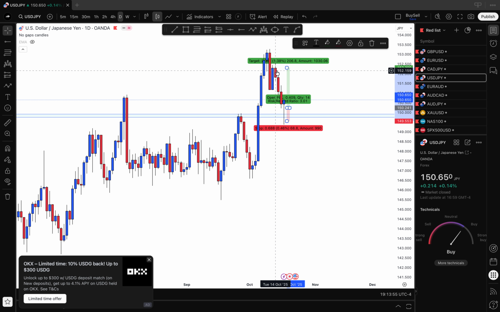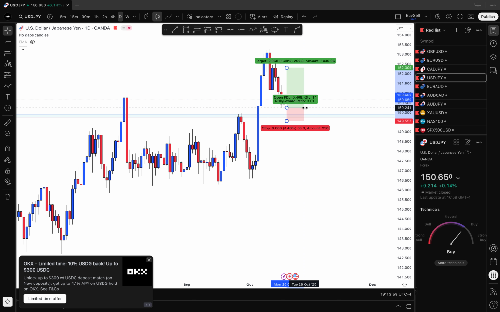If we draw a snake, we can clearly see it turns. So I'll probably put my take profit up here, and then that gives me a 1 to 3.